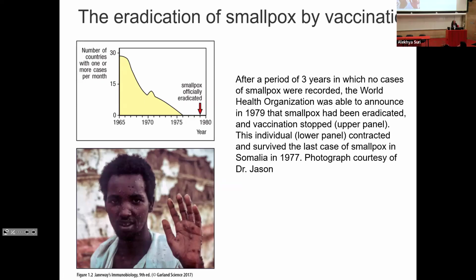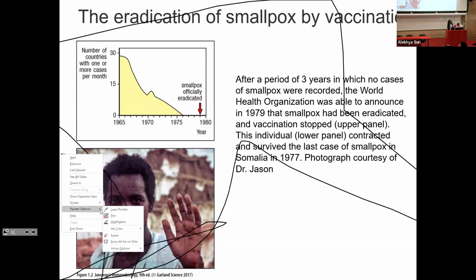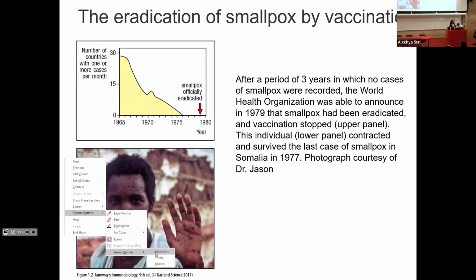This pointer is not working. Excuse me? This pointer is not working. Oh, sorry about that. I think it was on the other mode.